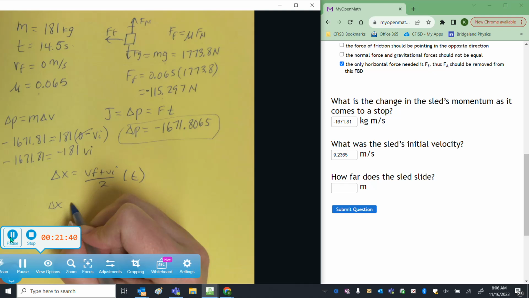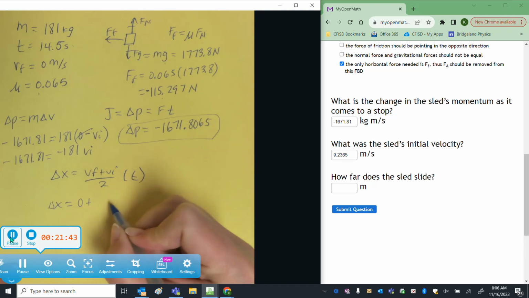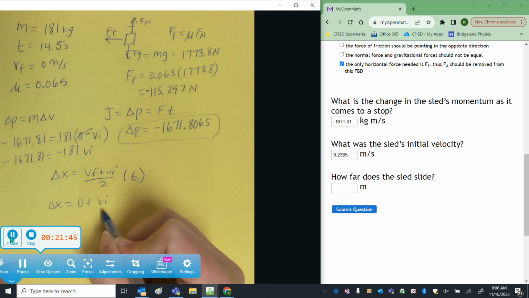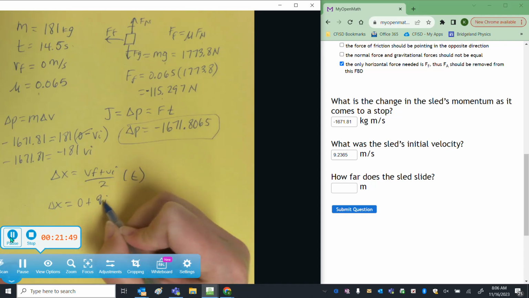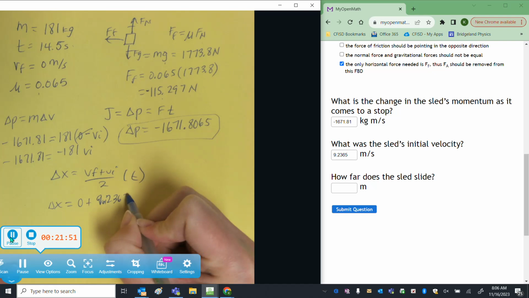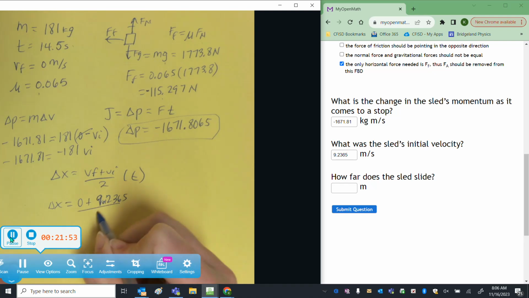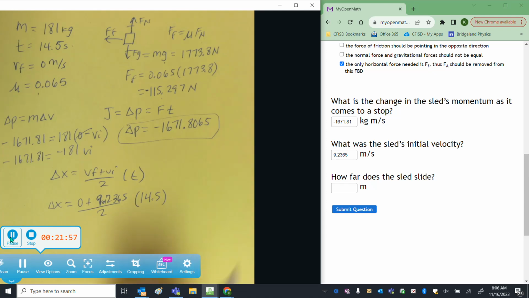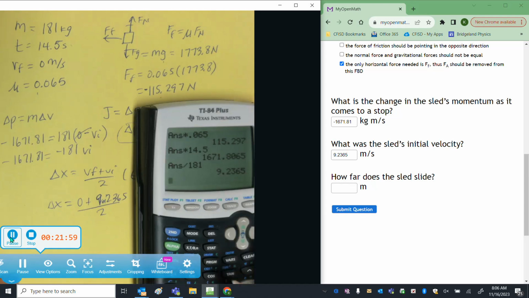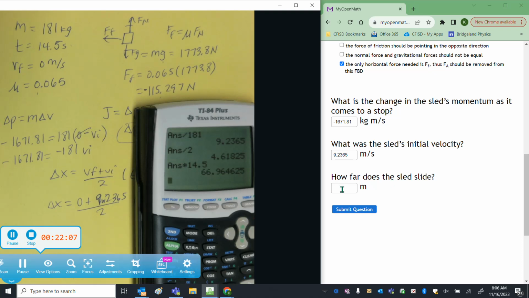All right, so VF 0 plus VI, which is what we're trying to find. Oh, no, sorry, we found that a second ago. 9.2365 divided by 2 times 14.5. So we're going to take our previous answer, divide it by 2, and multiply it by 14.5, and we get a displacement, delta x, of 66.96.